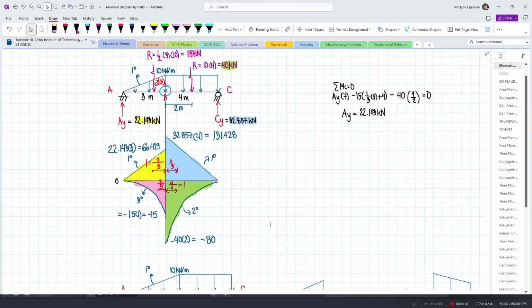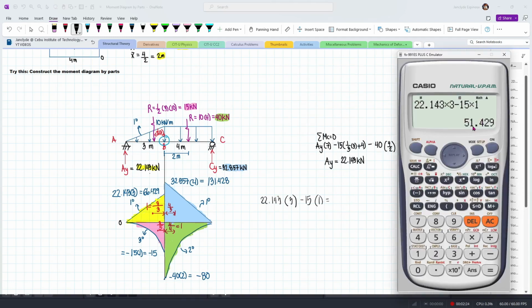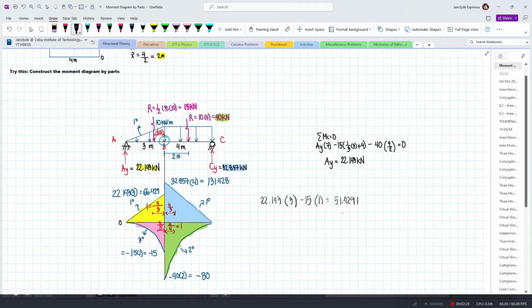Now taking moments about B, we have 22.143, which is this one, multiplied by the moment arm, which is 3 meters. And then this is plus, kasi clockwise yung rotation. And then we have minus 15, this load, multiplied by the moment arm, which is 1/3 of 3, which is 1. This is equal to 51.429. And then this is kN·m.